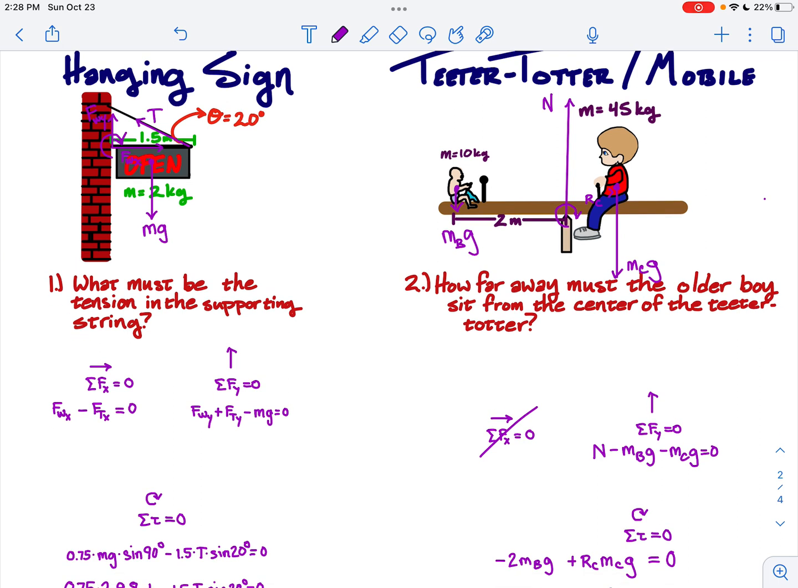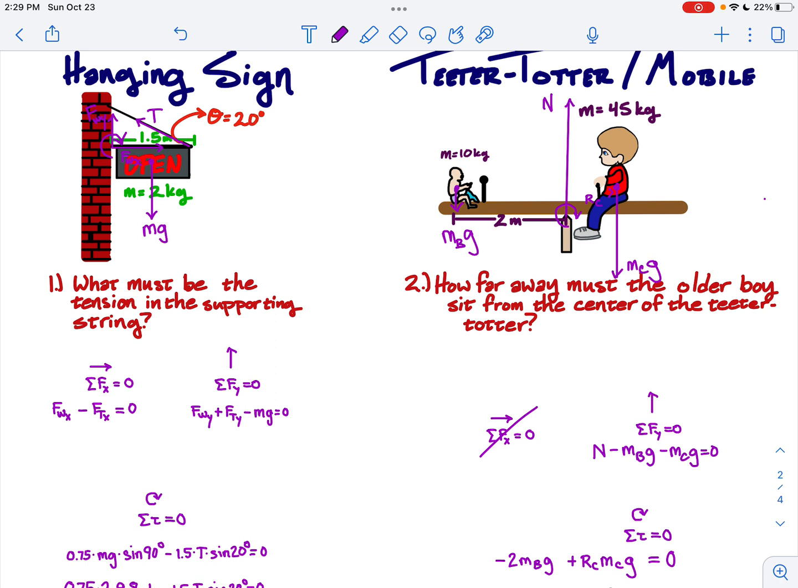So to get that, we have to use torque. I'm going to choose an axis of rotation at the pivot point of the axle. You don't have to. Assuming this is a static equilibrium question, you could put the pivot point anywhere you want, but I'm going to choose the middle of the teeter-totter. And if I choose the middle, that means the torque from the normal force can be ignored because it's acting at the axis of rotation. Therefore, I have the baby causing a counterclockwise or negative torque, and the larger child causing a clockwise or positive torque. So I have minus 2 meters for the baby times the mass of the baby times g times sine of 90 degrees.